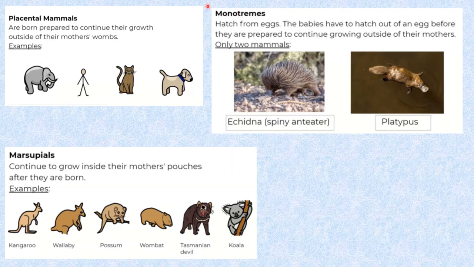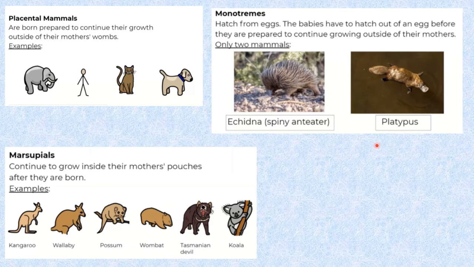Now we come to the fascinating group, and there are only two of them, monotremes. These hatch from eggs. How strange. So they're mammals, but they lay eggs. And these two are the only two that are like that. The babies have to hatch out of an egg before they're prepared to continue growing outside of their mothers.